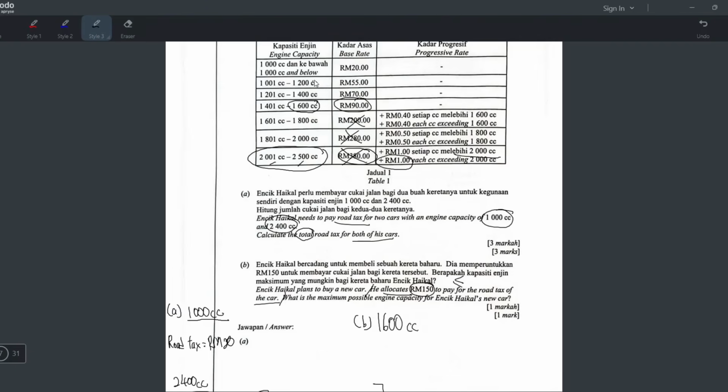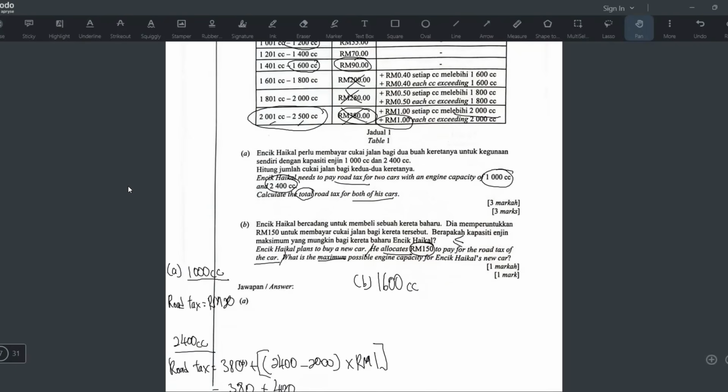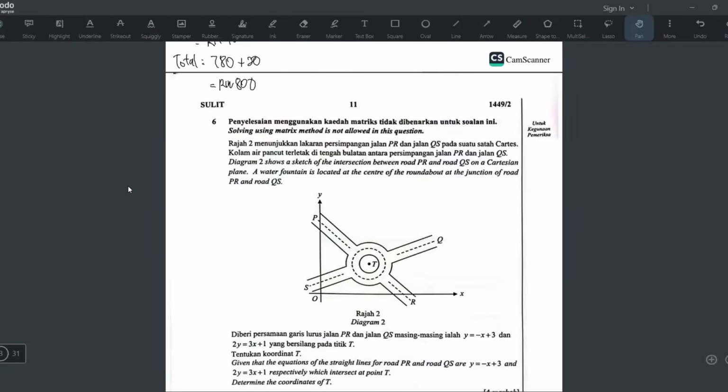Okay, what if I bayar 1000, beli yang 1200 cc? Boleh juga kan, sebab you beli yang tu pun you punya Rotex lagi kurang kan, but they asking for maximum. Yeah, so the maximum, paling maximum CC yang dia boleh beli is 1600 cc kalau dia nak bayar 150 ringgit sahaja. Alright, so hope you understand.